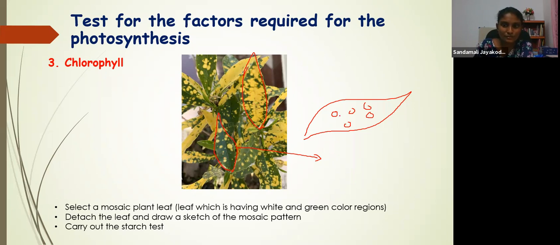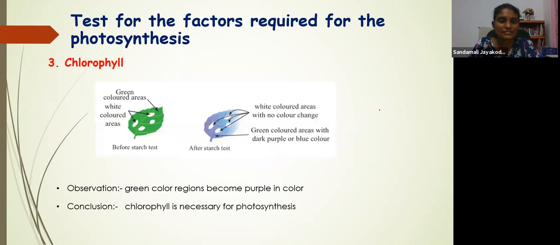So now I have marked all the white patches in that leaf. We are just drawing this on a paper. And then what we do is we carry out the starch test. The starch test is performed and this is the final result.